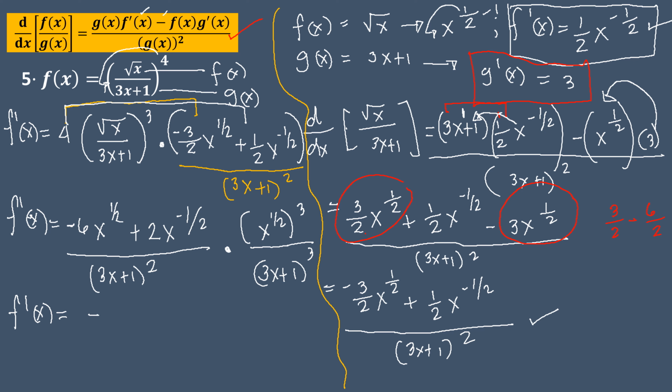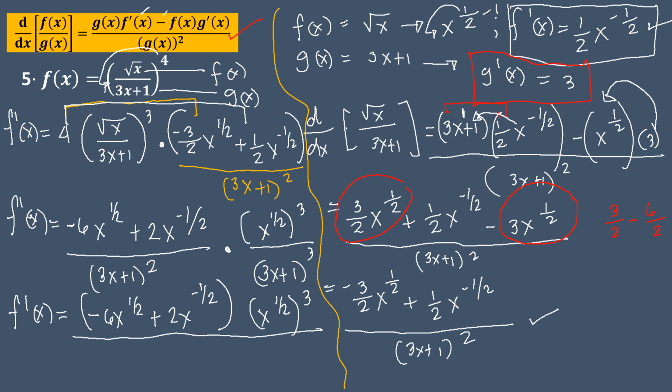So we have to rewrite negative 6x to the 1 half plus 2x to the power of negative 1 half, times x to the 1 half to the power of 3, and this is all over.